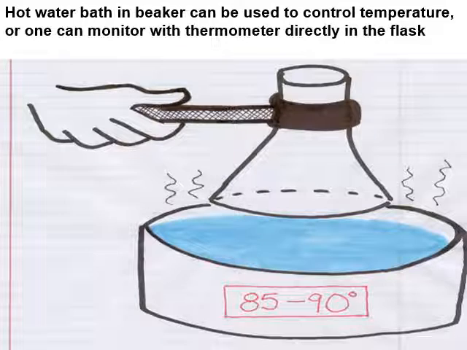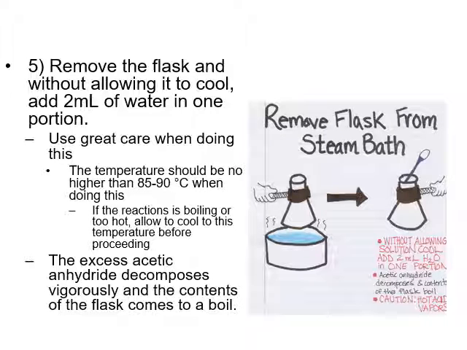And after that's done, okay, well, you can have it actually in a water bath, but you can also have it directly on a hot plate. So there's different ways of doing this, right? Once that's done, you remove the flask and you allow it to cool, and you add 2 ml of water in one portion. However, you should be careful because acetic anhydride reacts with water kind of violently.